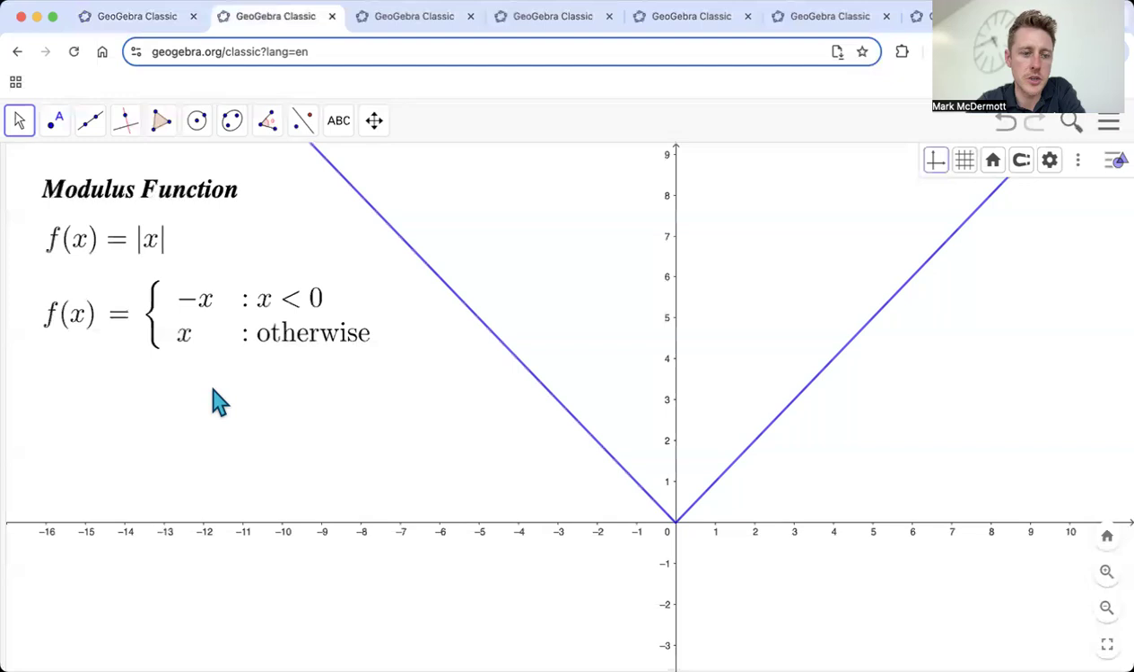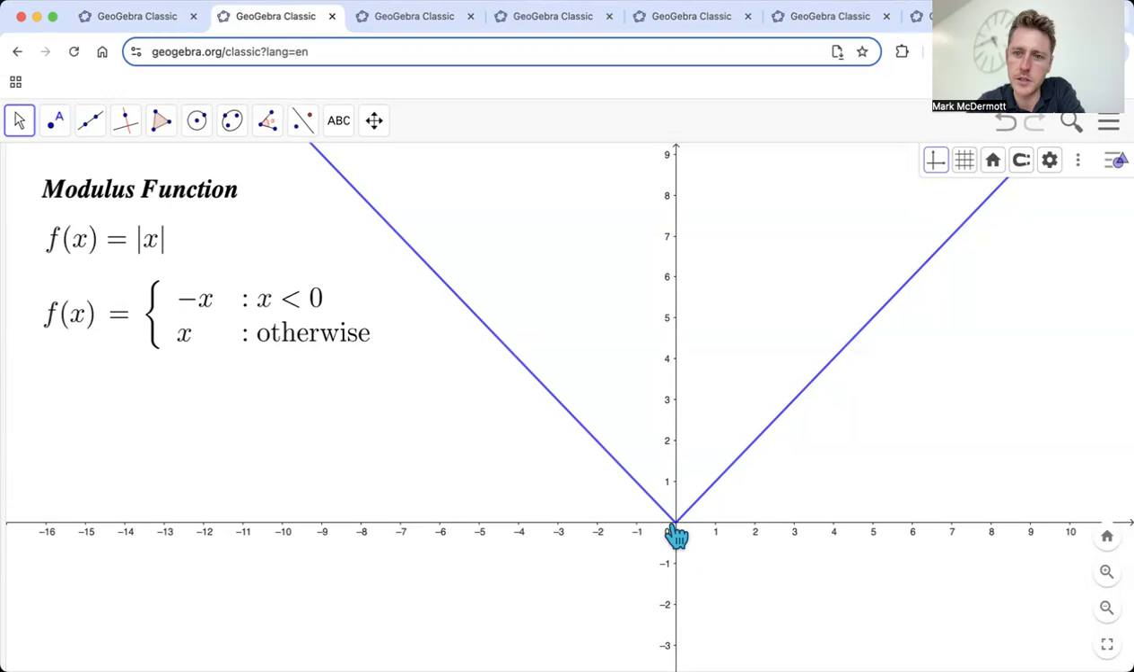Basically, the modulus function is a hybrid function, and it's this. It says if x is negative, so for x less than 0, you're going to graph the line negative x. So that's this line here. Otherwise, if x is greater than or equal to 0, you're going to graph the line f of x equals x. So you end up getting this sort of V shape.